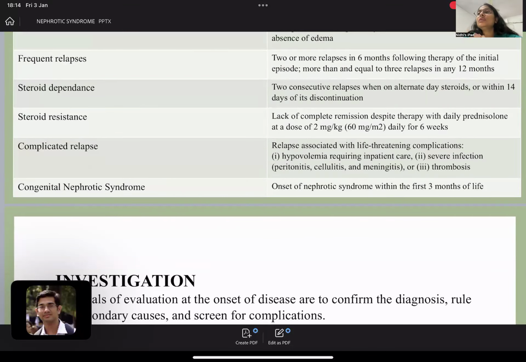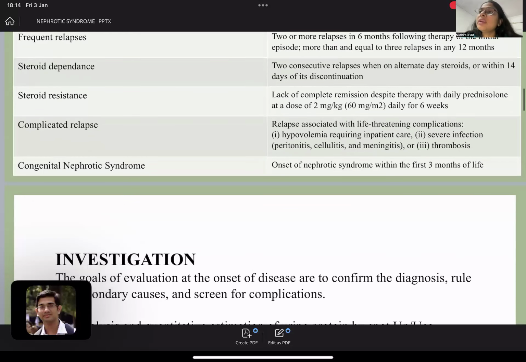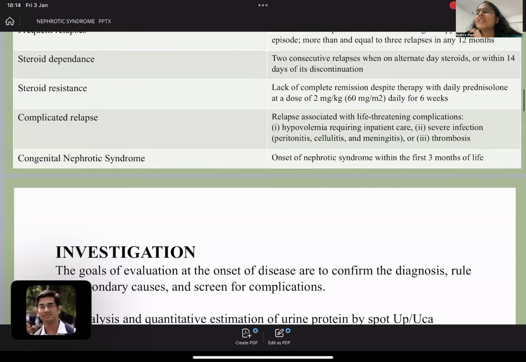So it is important to classify the patient: is the patient a frequent relapser, or steroid dependent, or steroid resistant. That is why we need to know all these definitions. Now, steroid dependence. Steroid dependence is 2 consecutive relapses when on alternate day steroids or within 14 days of its continuation. We will cover the treatment later.